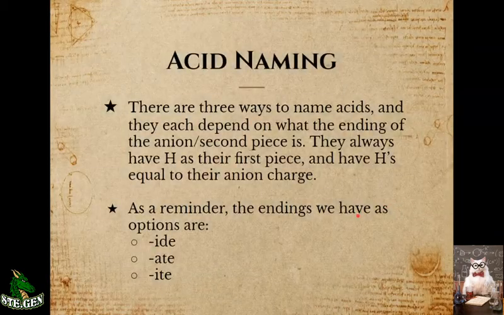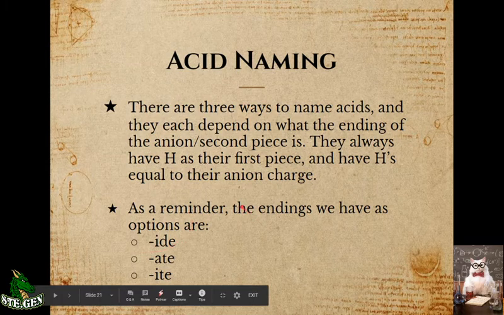So there are three actually different ways to name acids, and they each depend on what the ending of the anion, or the second piece, is. They always have H's as their first piece, and they have H's equal to their anion charge. So if the negative piece has a -1 charge, then there's going to be one H attached to it. If it has a -2, there's going to be two H's. If it has a -3, there's three H's. There's not really an example I can think of off the top of my head that would very commonly have four, but it would have four H's, and I guess if there was exactly boron, you would have a 5 charge, or 5 H's out of the front.